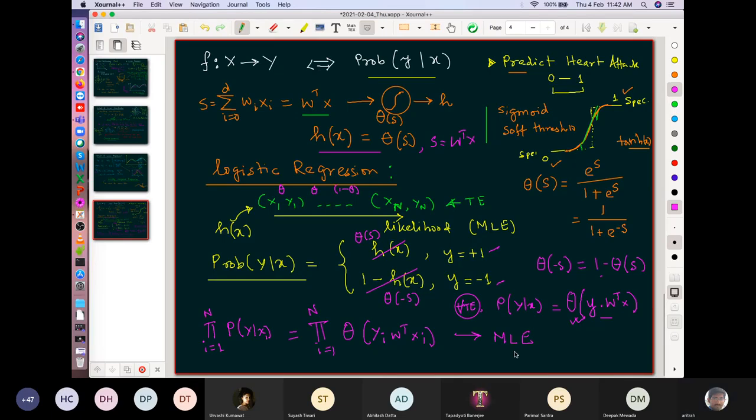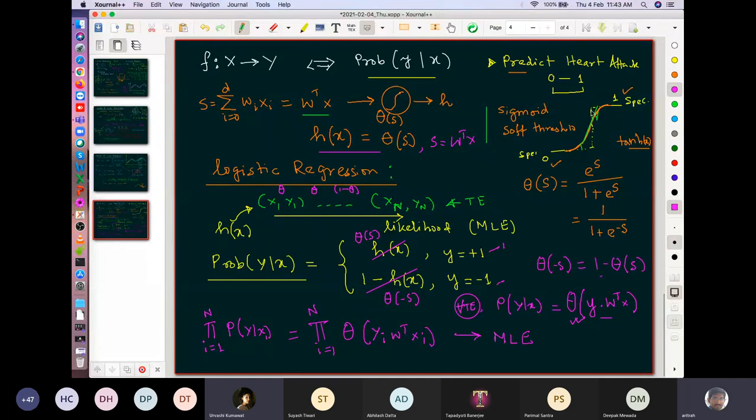Agreed? So according to Y, we will consider the S, right? Maybe it's minus S. No, not according to Y. S will always pass through theta. Actually, I'm talking about the reason why we are taking the Y. If Y is +1, then we are taking S, and if Y is -1, then we are here taking plus minus.